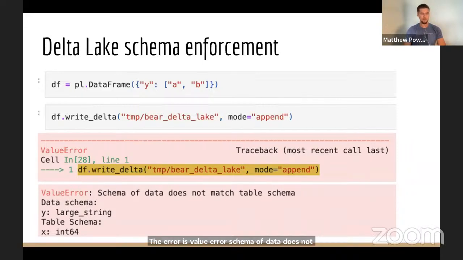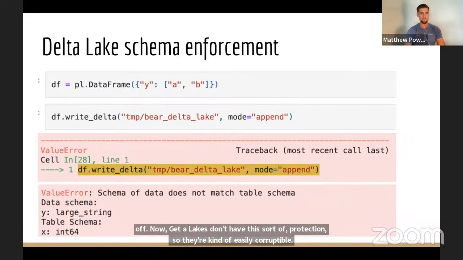So we can see that what Delta Lake is doing is saying, hey, you have this data table. It has a single column X. You're trying to append a data frame that has a different schema, and I'm rejecting this transaction because the schema is off. Now, data lakes don't have this sort of protection, so they're easily corruptible. So this is quite nice for maintaining the integrity of your data.